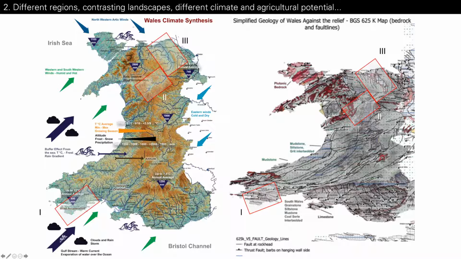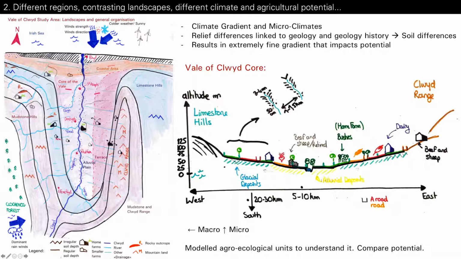We have very important localism. If we take the example of the Vale of Clwyd, we have a climate gradient, linked to the dominant rain winds coming from the west, but the northern wind being quite important, cold and rather dry, which is very important for Wales, as well as a microclimate, again, when you get closer, due to the relief from the east to the west.